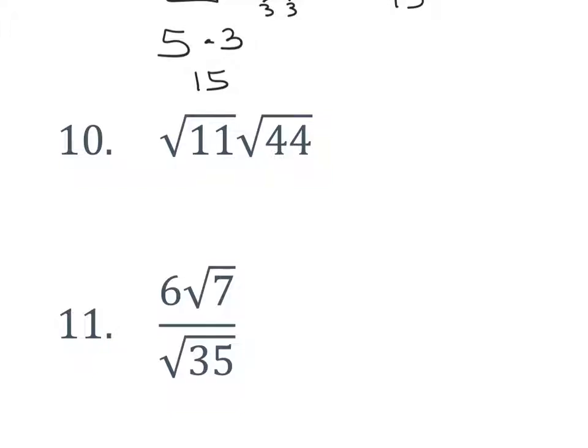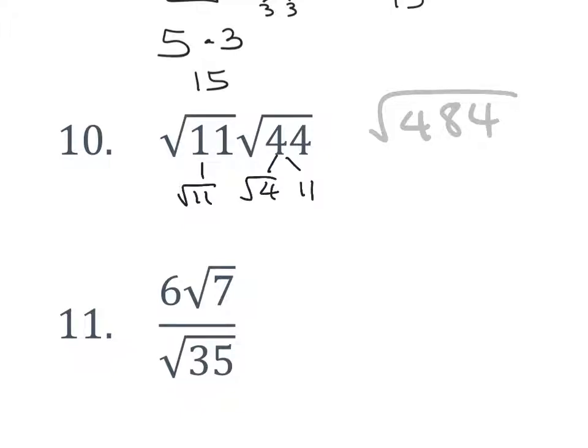11 times 44. This gives me 484. So again, after I multiply it, I still got to break it down. So it's easier for me to factor this thing. 11 can't be factored, but 44 could become 4 times 11. Now again, if you realize 4 is a perfect square, this becomes a 2. I got a pair of 11s, so then that becomes an 11. So my final answer here is 22. So actually 484 is a perfect square. It's 22 times 22.